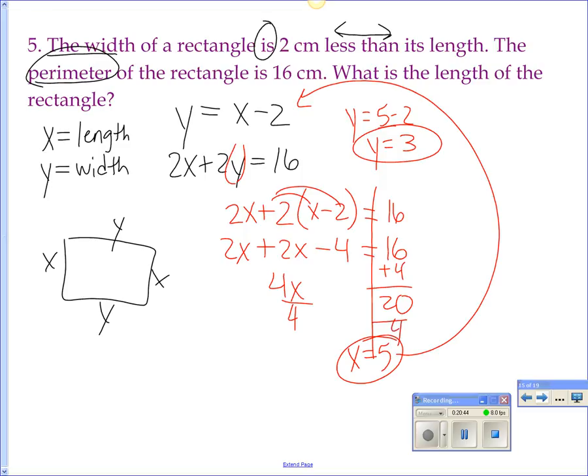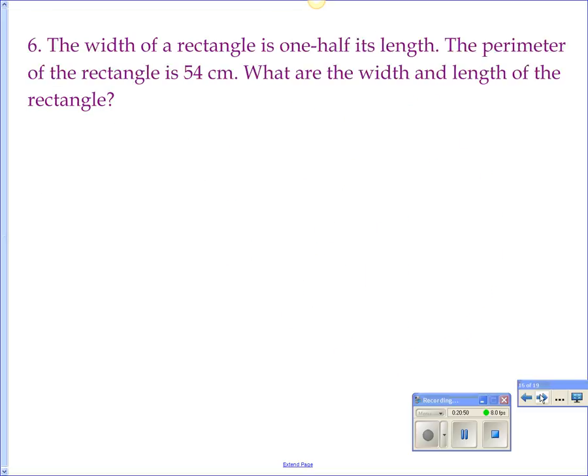All right, the next one. The width of a rectangle is 1/2 its length. The perimeter of the rectangle is 54. What are the width and length of the rectangle? Madison, help me with the first step. Okay, what do you want to let them be? Okay, width and length this time.